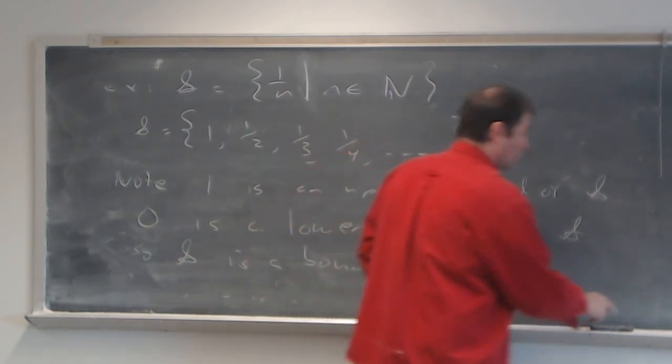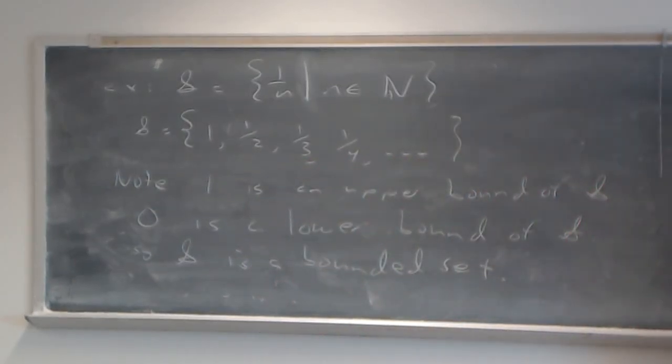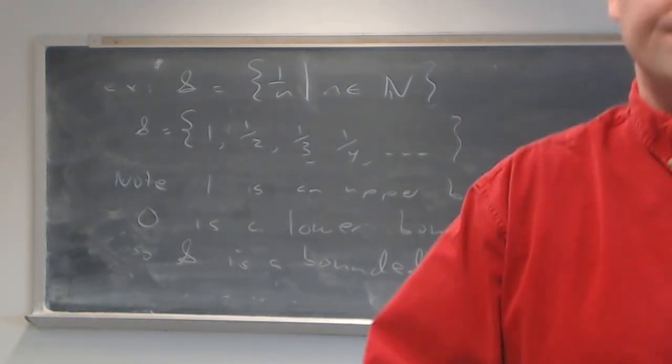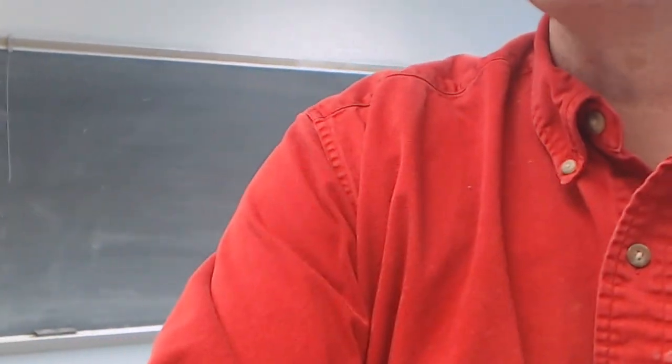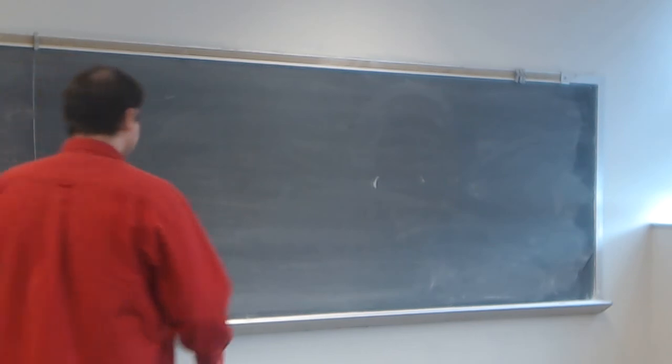This is great to look at. We're going to look at this a little bit more in depth. But Corey, I wanted to address with that example what you were thinking, I think. I said no to your question. I got 1 being an upper bound for the set and 0 being a lower bound. But this set looks like this.